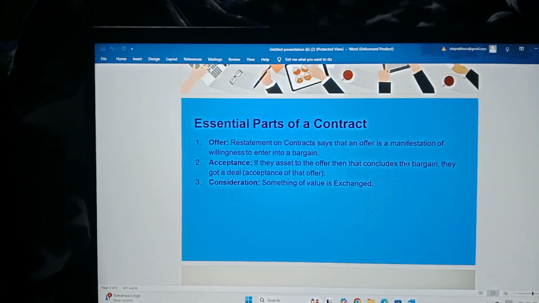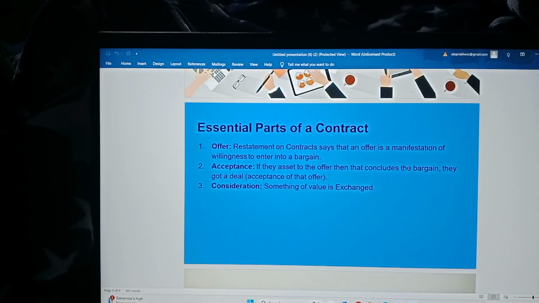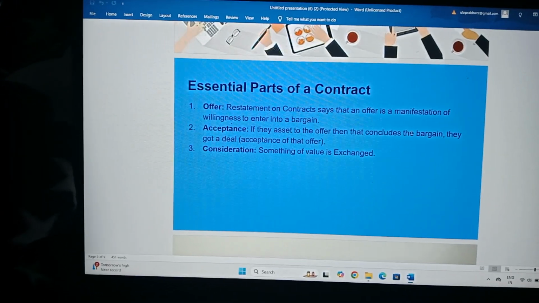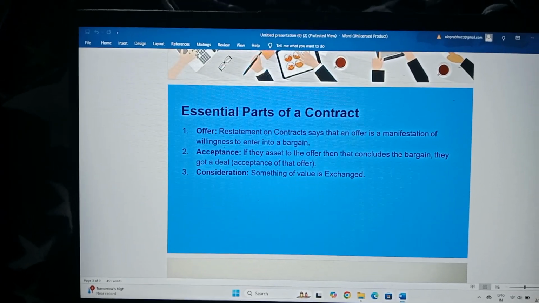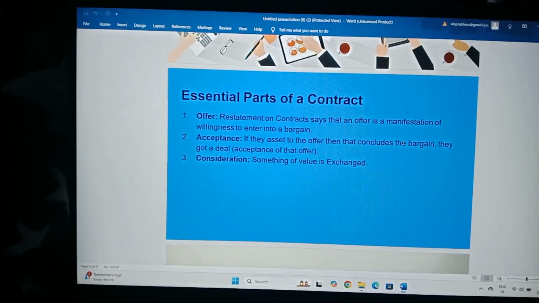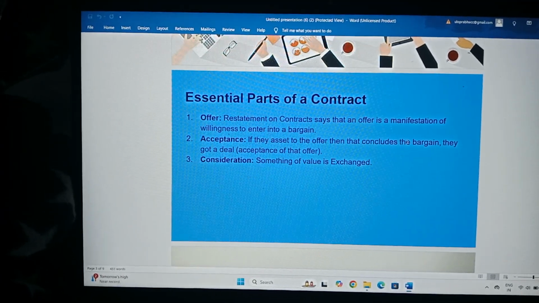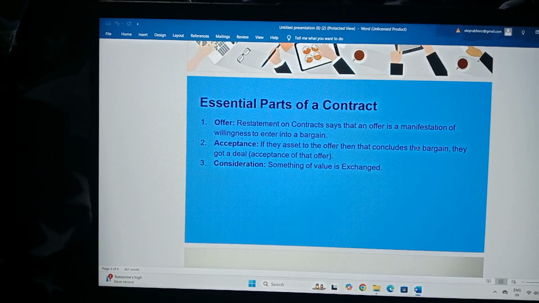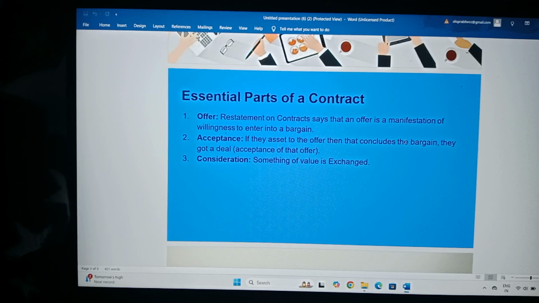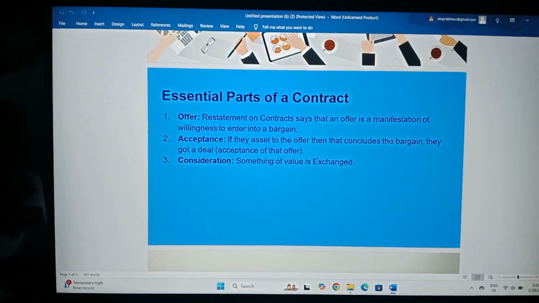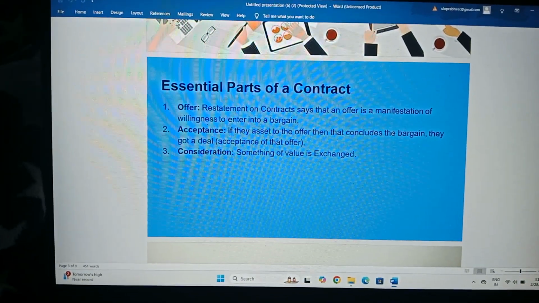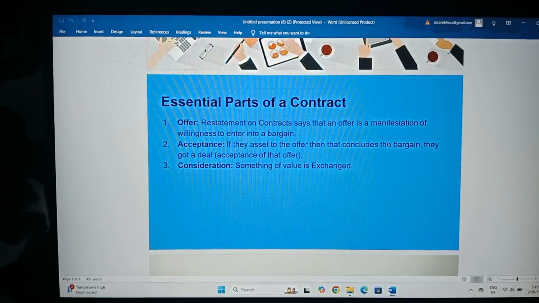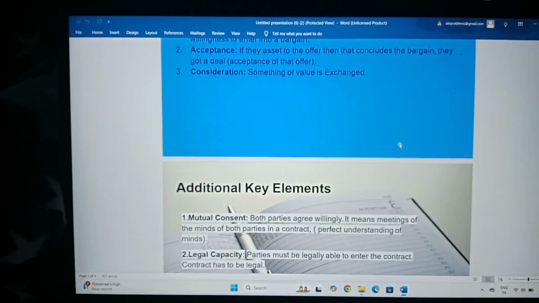So its second point is acceptance. If they agree to the offer, then they conclude the bargain, they got a deal. It is accepted by the other party. So its third point is consideration. Something of value is exchanged between both the parties.